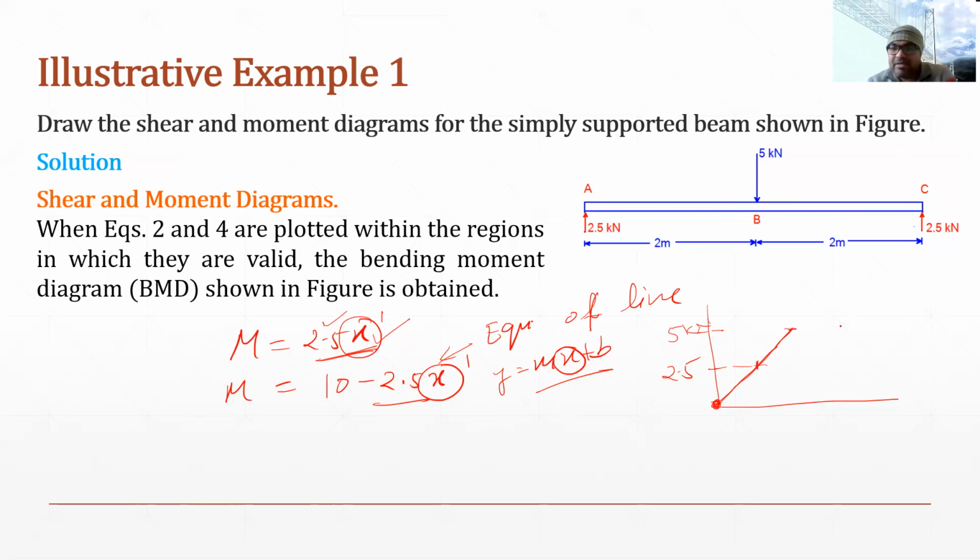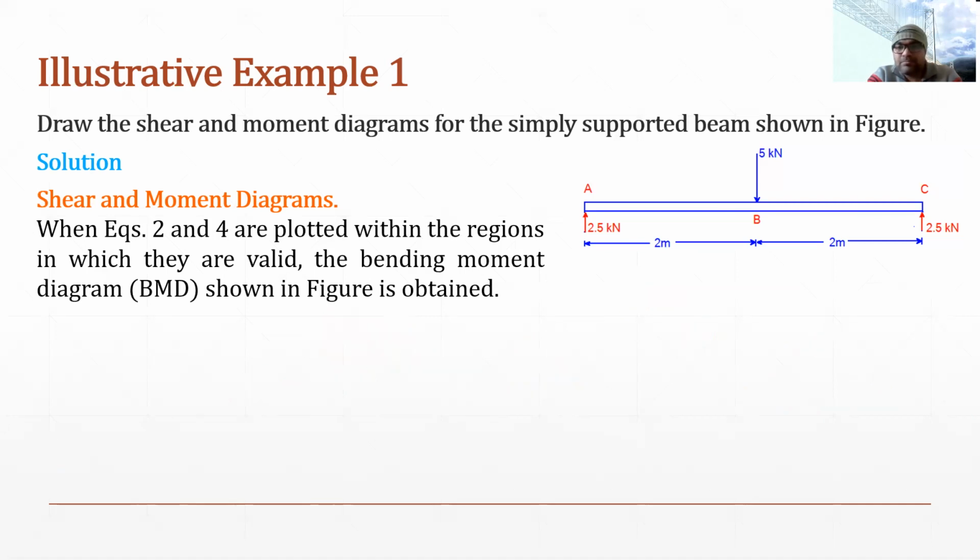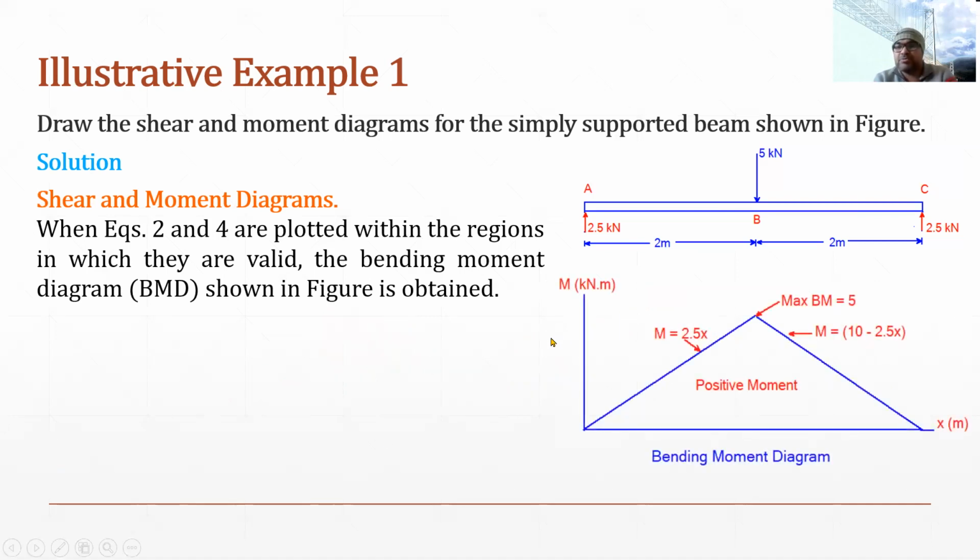Similarly, when I put 3, we get 2.5. So 2.5 will be here. Similarly, when I put x equals 4, then we get 0. So that is why these points will be joined using a line, and this line has this equation, and this line has this equation. And the same I have drawn here. The same diagram is shown here. So you can see here, this is the equation for this line, and this is the equation for this line.